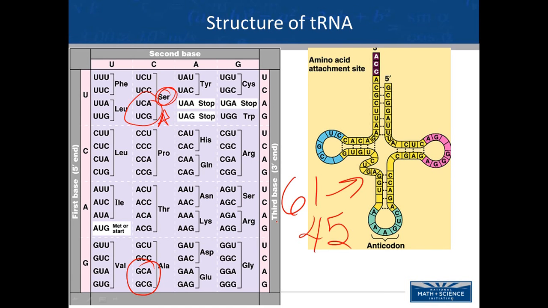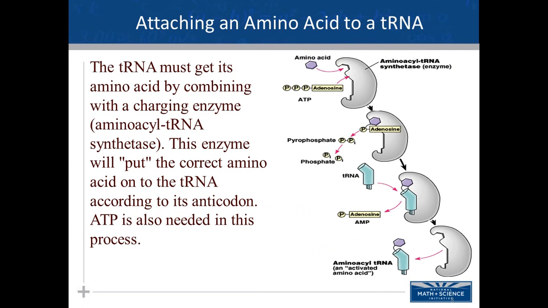Alright, so now we have to be able to put the correct amino acid onto the transfer RNA. And the transfer RNA gets its amino acid by combining with a charging enzyme, which is called aminoacyl transfer RNA synthetase. This enzyme will put the correct amino acid onto the transfer RNA according to its anticodon. And in addition, in order to make this work, you have to have ATP. So here is aminoacyl tRNA synthetase.